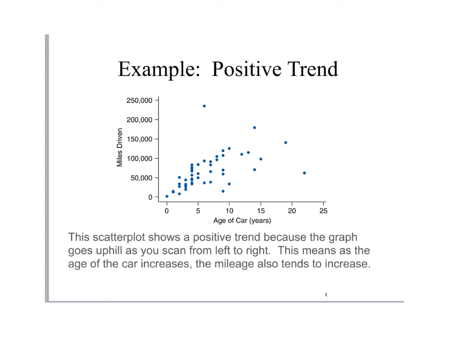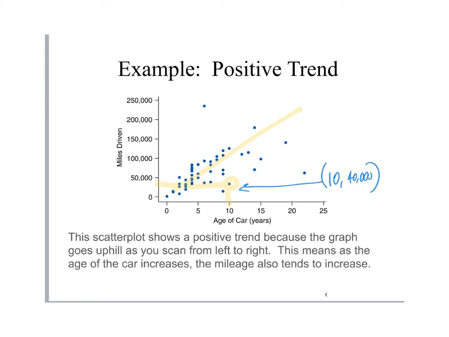This scatter plot right here shows a positive trend. It's showing that as the car gets older, the number of miles driven increases. So you can see that it's positive, right? Because it's going in kind of an uphill direction. And each point on the graph represents a different data point. So for example, let's look at this point right here. That car is 10 years old, and this car has been driven, maybe I would say about, 40,000 miles.